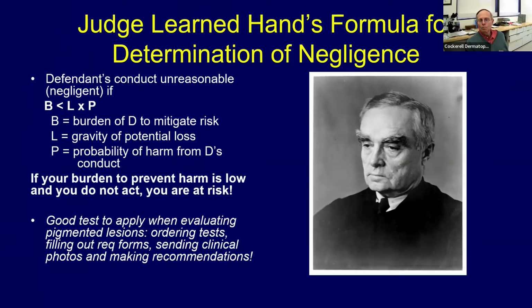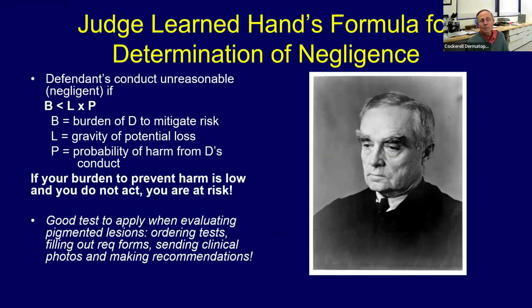Well, what lens do the lawyers look through when they're evaluating a med mal case, which is what they call it, a very important part of the practice for tort attorneys? They use a formula developed by a famous judge out of New York, Judge Learned Hand, and basically look at the burden on the defendant to mitigate the risk. How serious, how big was that burden? If it's lower than the potential gravity of the loss, in other words, the seriousness of possibly developing a metastatic lesion or dying from the disease, multiplied by the probability of the harm from the defendant's conduct, then you're considered potentially liable, that you were negligent, that your behavior didn't rise to the standard of care that it should have.